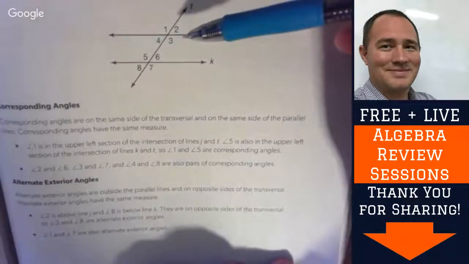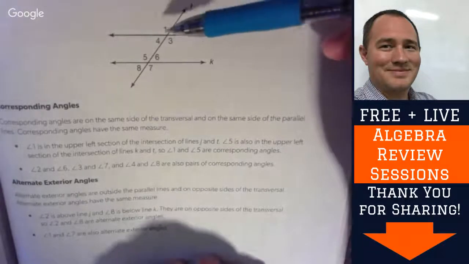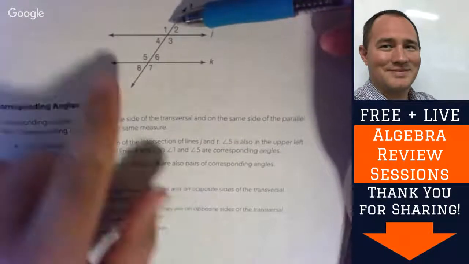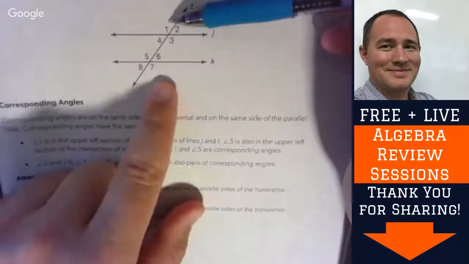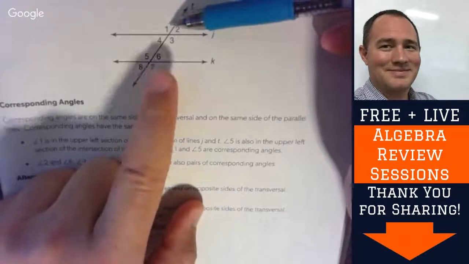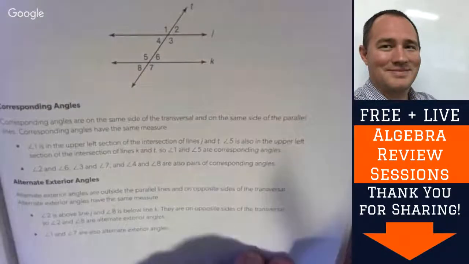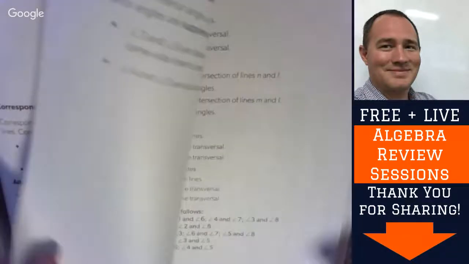What is another pair of alternate exterior angles? We have 1, and if we go to the outside of the parallel lines and to the other side of the transversal, we have angle 7. So 1 and 7 are alternate exterior angles, and they have the same measure.